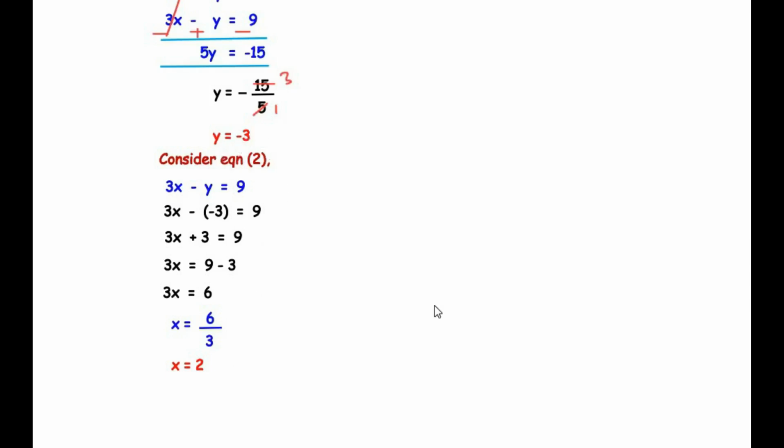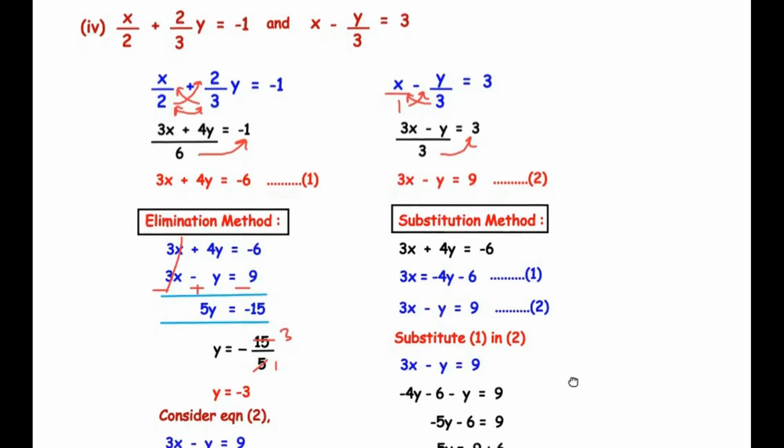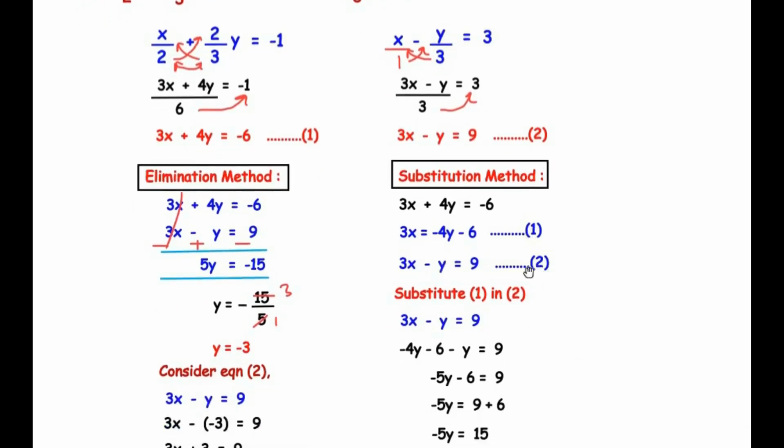Now let us proceed with substitution method. So under the substitution method, we have considered the equation 1, that is 3x plus 4y equal to negative 6. Now we have rearranged this equation as 3x equal to 4y goes on the other side of equal to sign, giving us minus 4y minus 6. So let us consider this as equation 1 and let us keep the equation 2 as it is. So here we are going to substitute the equation 1 in equation 2. So here in place of 3x in equation 2, we are going to plug in the value of 3x we got in equation 1. So we get minus 4y minus 6 minus y is equal to 9.